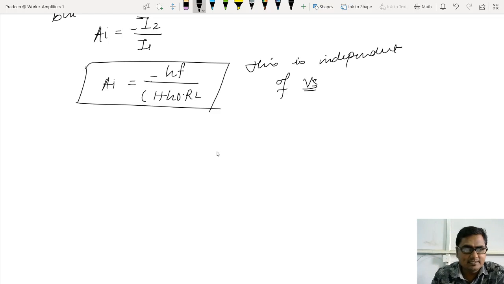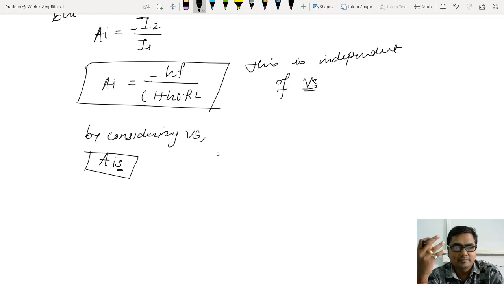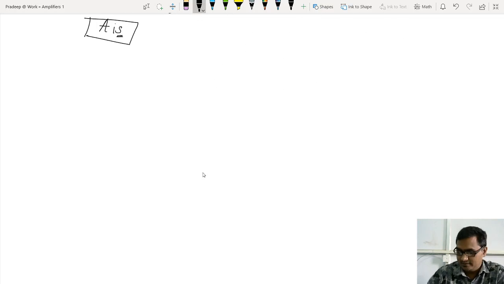By considering Vs, I have to write current gain as AIS instead of AI. See, just S I have added. What is that S? S means current gain with reference to the voltage source. Or what I can say is current gain with reference to the source. So now let's consider that I have connected a voltage source to the amplifier. Let me derive that here itself.